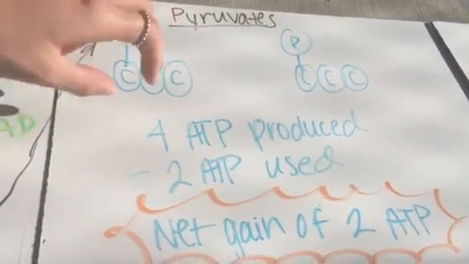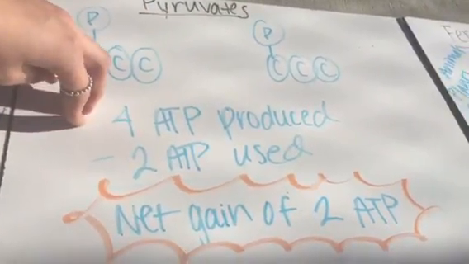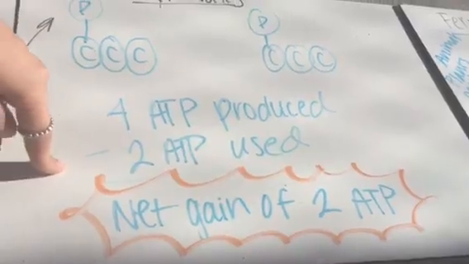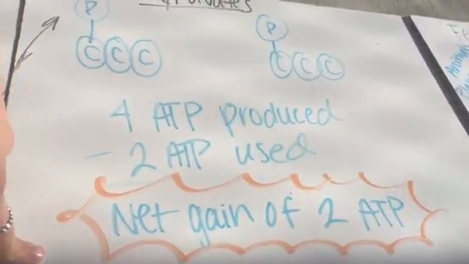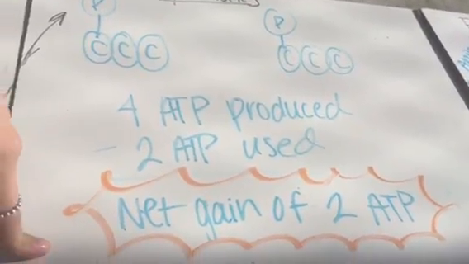And then, since 4 ATP are produced, but 2 have been used in the beginning of this process, there's a net gain of 2 ATP from the process known as glycolysis.